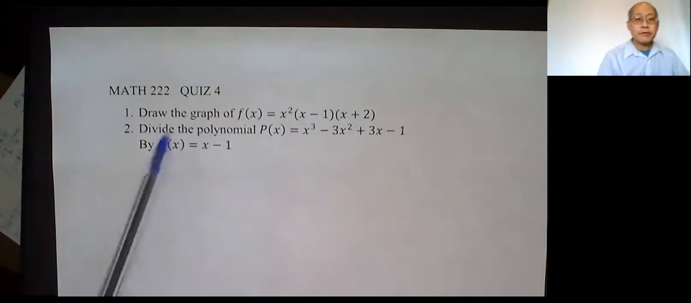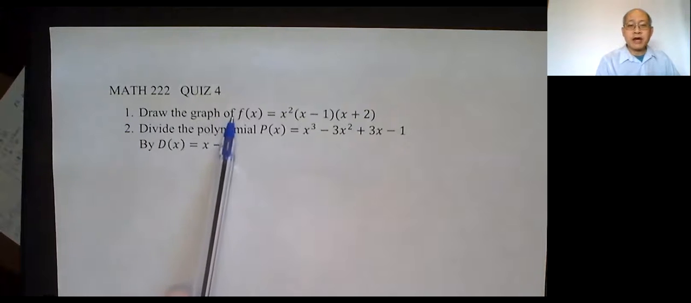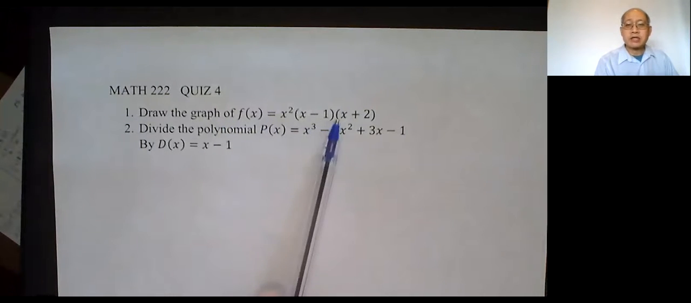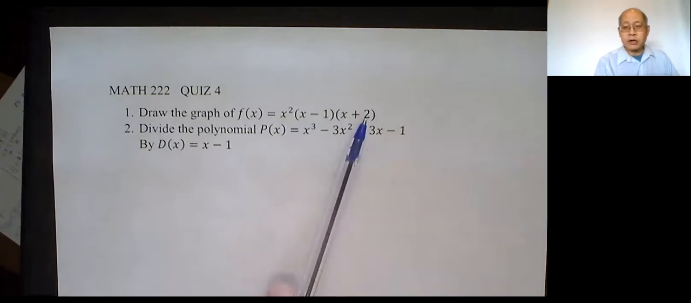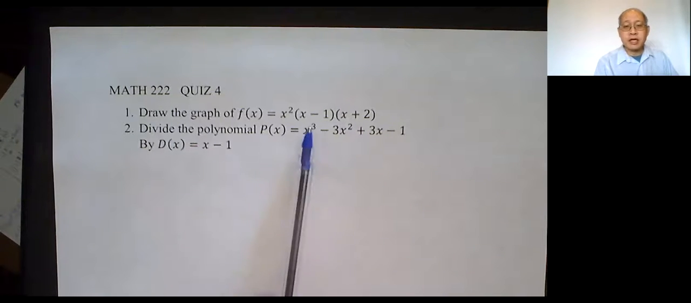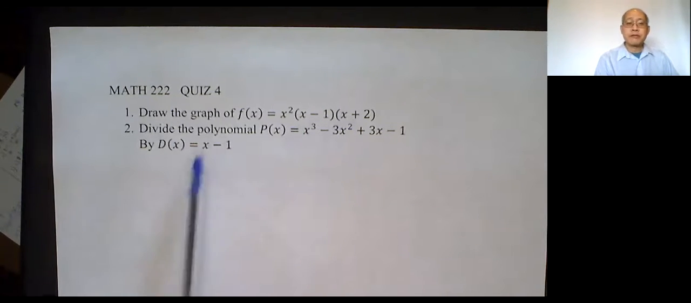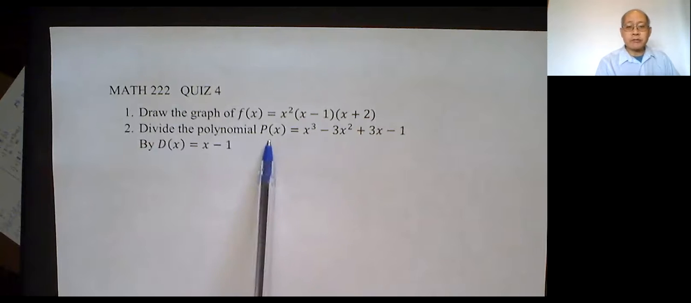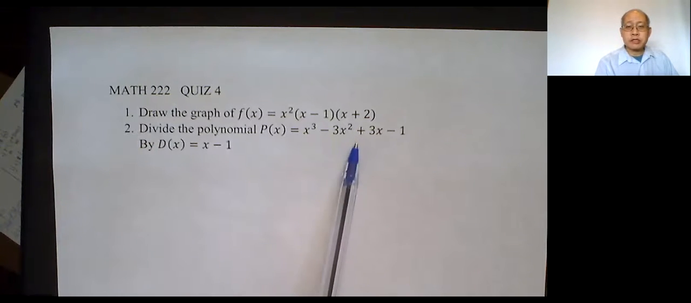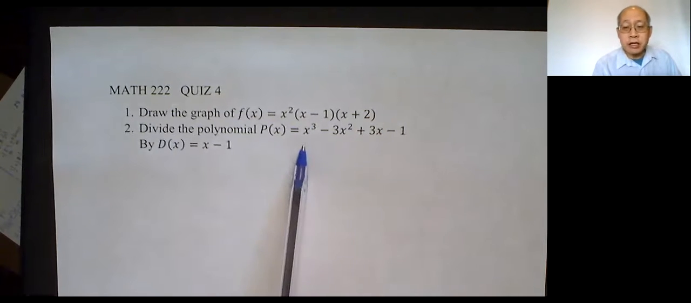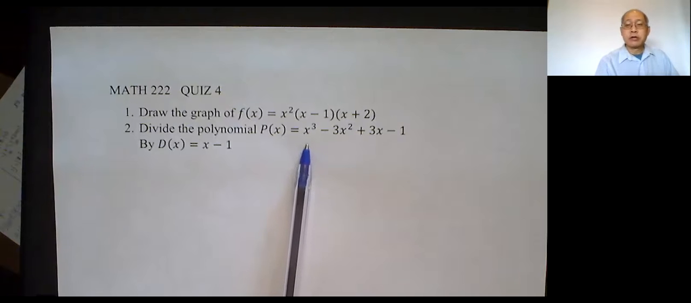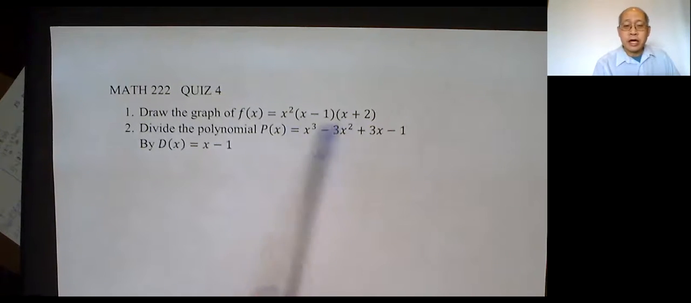I'll read it also. Number one, draw the graph of f of x equals x squared times x minus 1 times x plus 2. So do the same analysis that we did in class. Show me everything. What are the intercepts? Does it go to infinity on this side or negative infinity? End behavior, where is it positive, where is it negative? And number two, divide the polynomial p of x equals x cubed minus 3x squared plus 3x minus 1 by x minus 1. I'll let you do this either by long division or synthetic division. Either way is fine, as long as you get the right answer. Show me all your work.